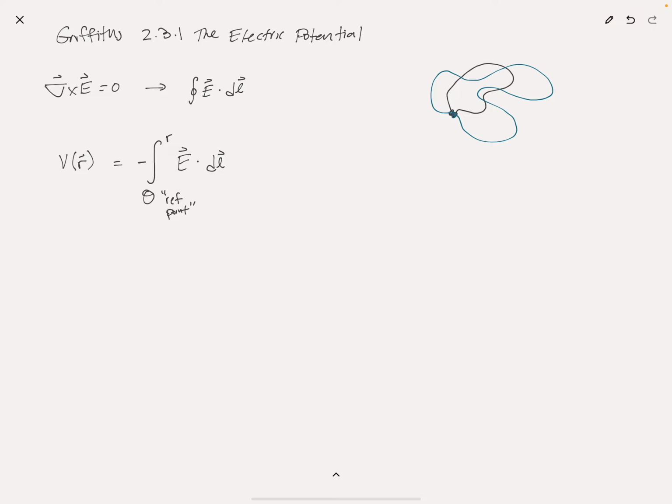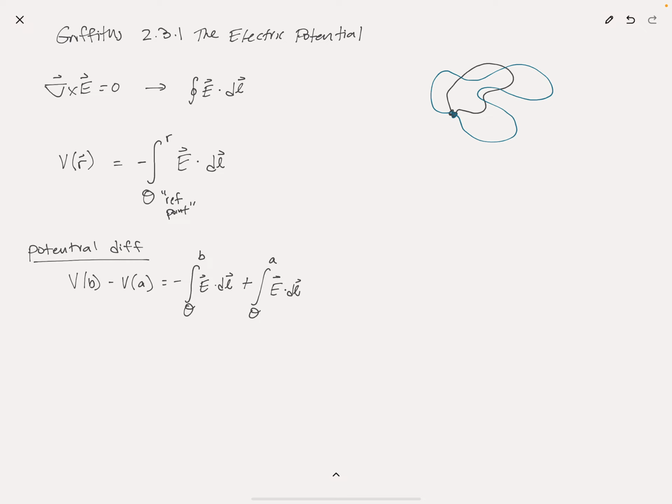I can define the potential difference between 2 points that has nothing to do with my arbitrary reference point. I can call this V at point B minus my potential at point A is equal to, I'm just going to write down these definitions, some reference point to point B within my electric field, minus, but there's a negative sign, so it becomes a plus, from the same reference point specifically, dotted with my path.